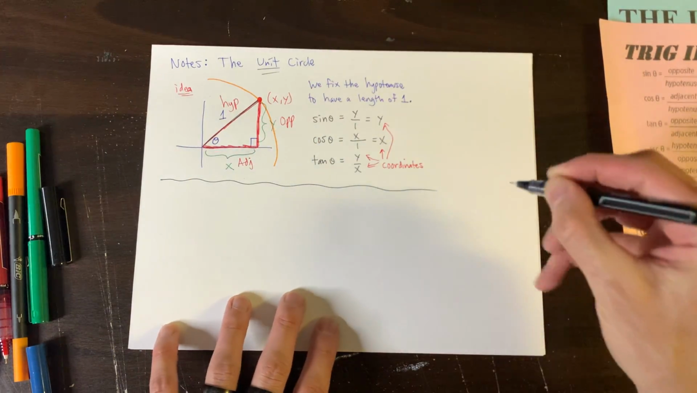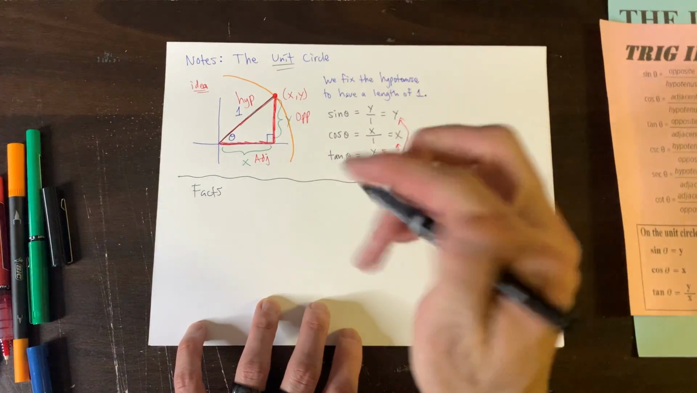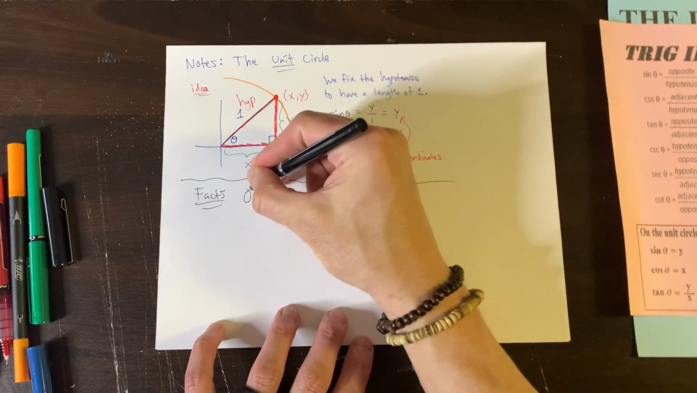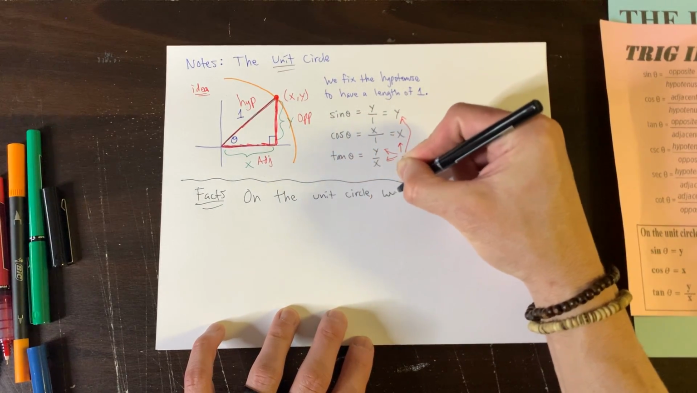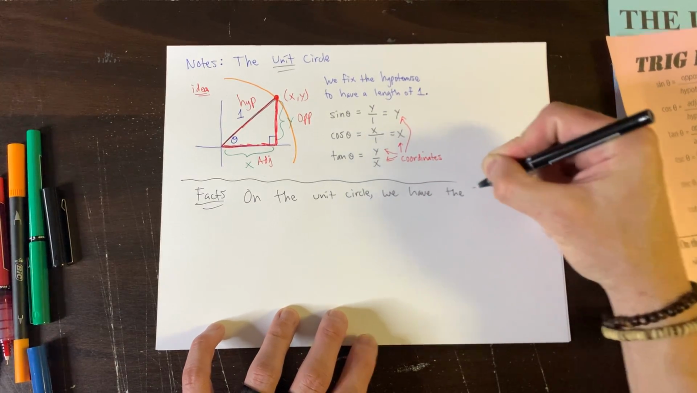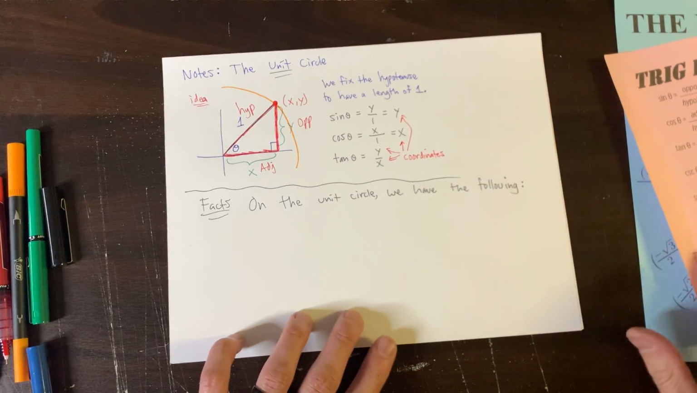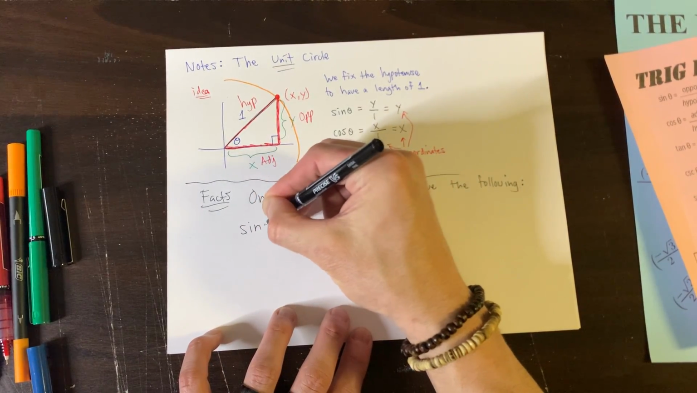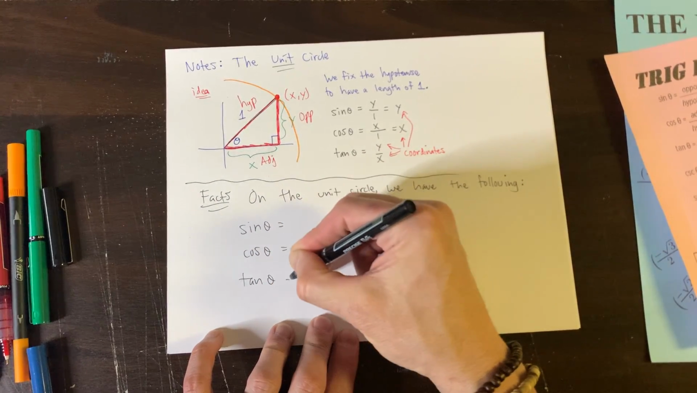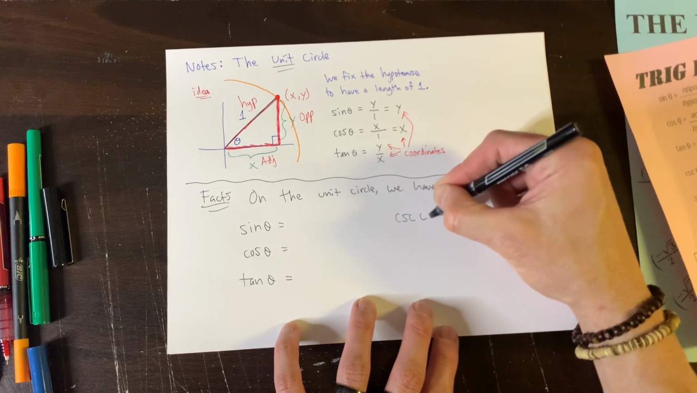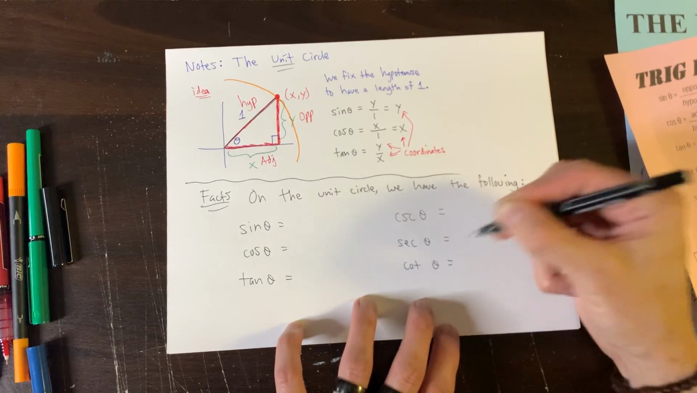Let's actually formalize this. So here are some facts. So maybe you copied down all of this. If you didn't, definitely go pencils up now. So here are some facts. On the unit circle, we have the following properties. So this is gold here. So here we go. Sine of theta, cosine of theta, tangent of theta, leave a little bit of space, cosecant of theta, secant of theta, and cotangent of theta.